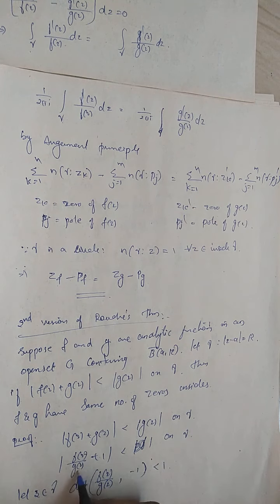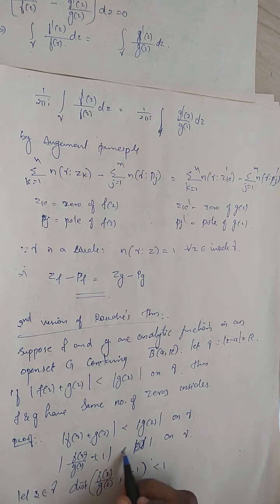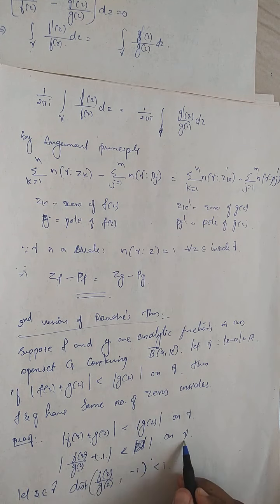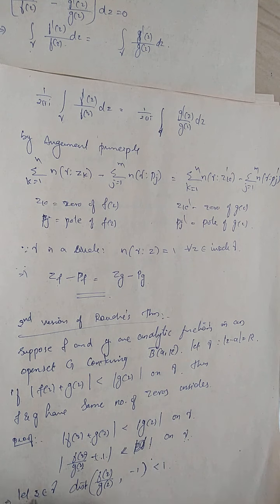Because f(z) by g(z) plus 1 is less than 1 on gamma, this means the distance between f(z) by g(z) and minus 1, which can be written f(z) by g(z) minus (minus 1), is less than 1. This is the meaning of this statement. Therefore, if we take z in gamma, then z satisfies the result that the distance between f(z) by g(z) and minus 1, that is, the modulus of f(z) by g(z) plus 1, is strictly less than 1.